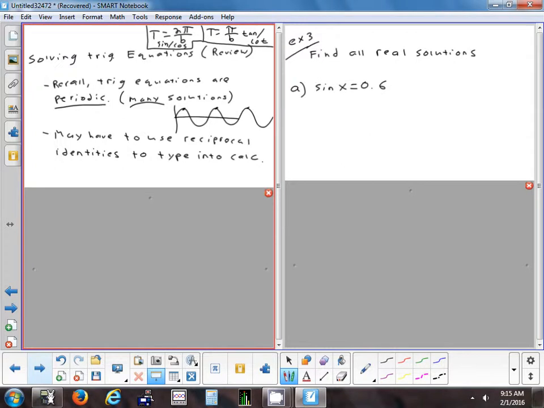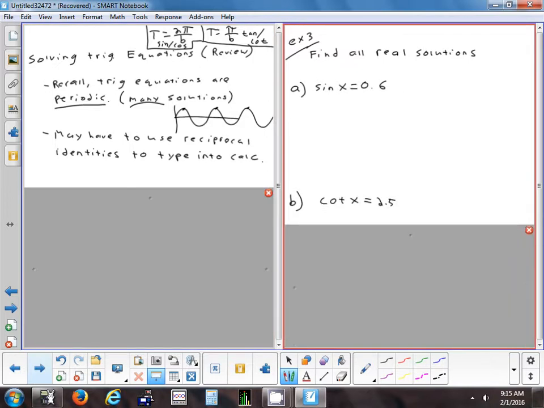All right, so find all real solutions to sine of x equals 0.6. So 2 ways we can do it. One, we can do it algebraically. The second way is graphically. We'll do one algebraically, and then we'll check our answer graphically. And I think the second one we'll just do graphically.